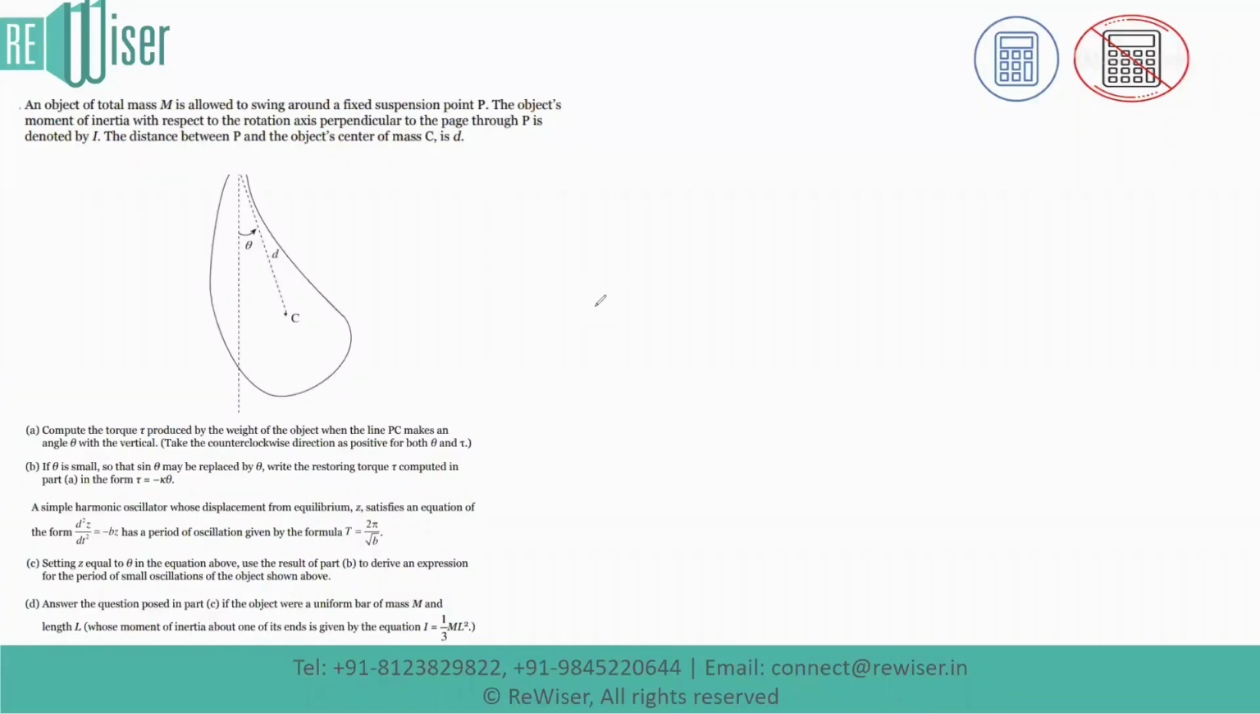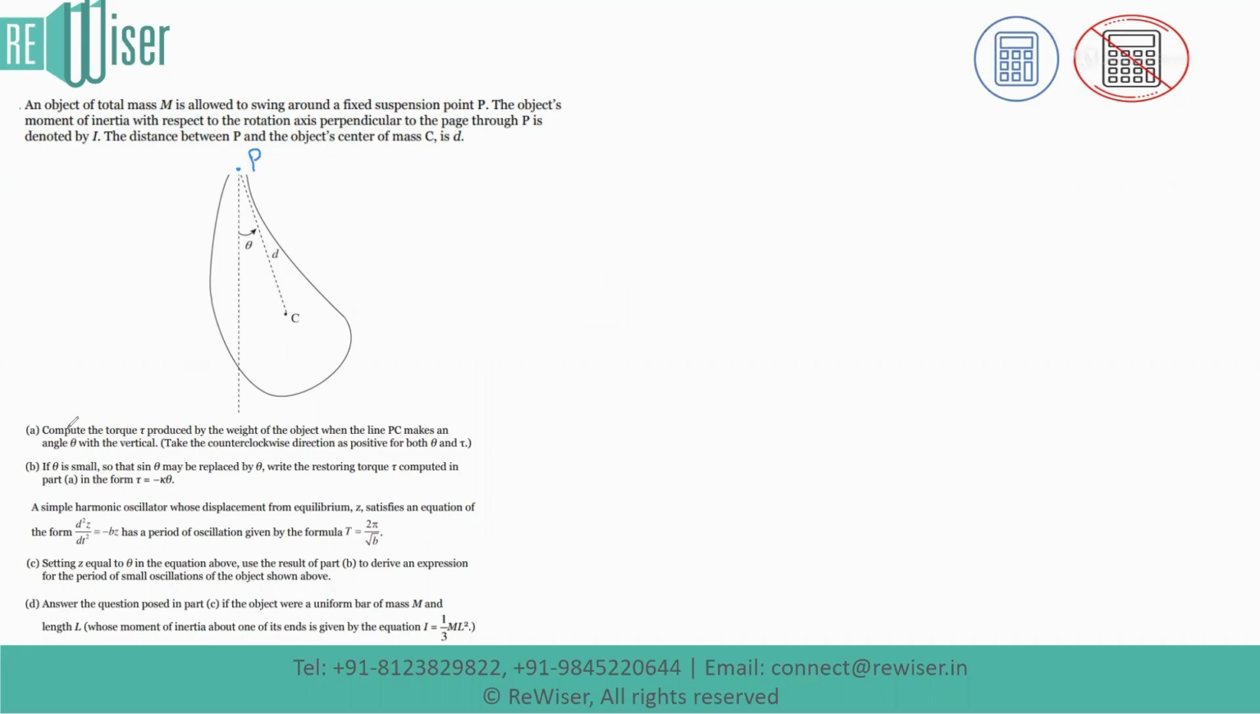Hello guys, let's have a look at this question. So this question comes under the topic of rotational mechanics. So here we have an object of a certain mass m as shown in the diagram. So this is point B unmarked. Let me mark the same.